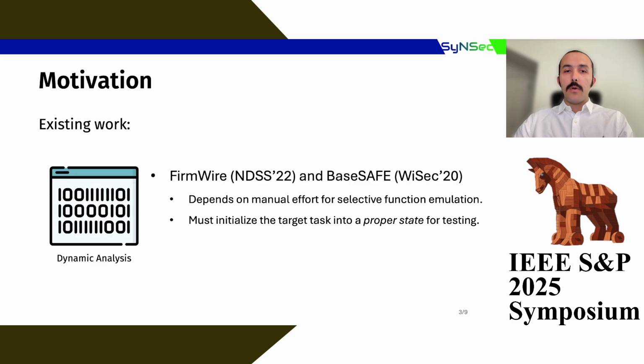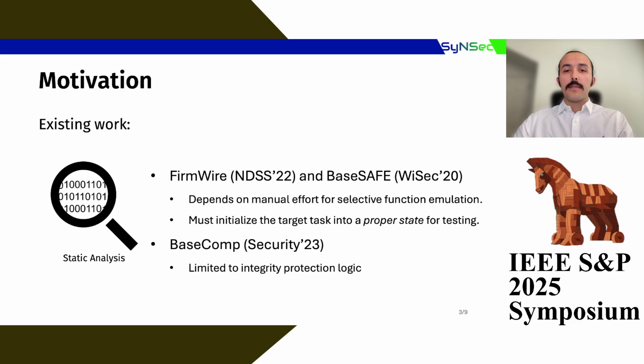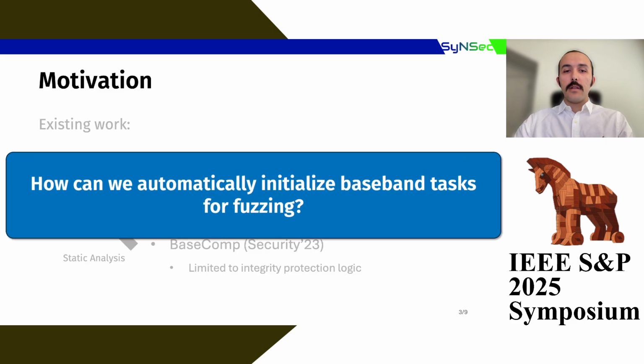Looking at prior work, Firmware and BaseSafe use dynamic analysis to fuzz message handlers, but partial emulation needs manual reverse engineering, and full emulation often fails when the target task isn't properly initialized. There is also Basecamp, a static tool that only works on integrity checks. So the key question is, how can we uncover deeper state-dependent vulnerabilities without all that manual setup?